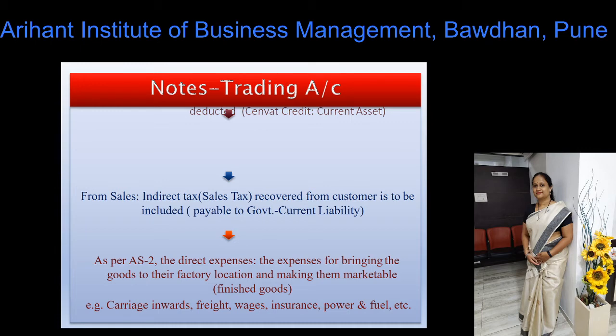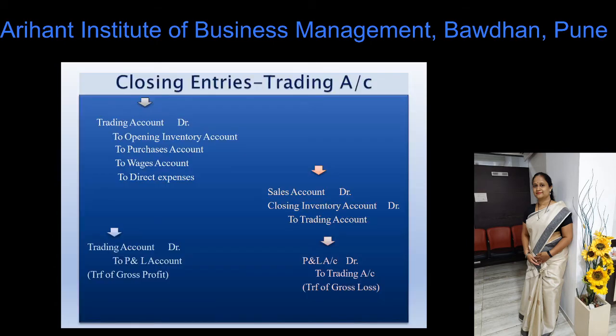In sales, indirect tax, such as sales tax recovered from the customer, is to be included. As per Accounting Standard 2, the direct expenses are the expenses for bringing goods to their factory location and making them marketable, that is, finished goods. So carriage inward, freight, wages, insurance, power, fuel, etc. will be included in the trading account.